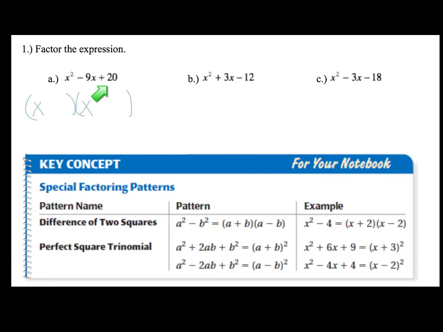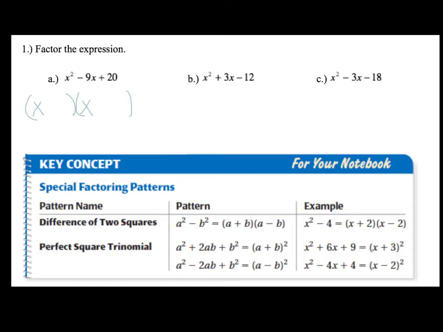Then I focus on the 20. I have to find two numbers that are going to multiply to 20 to place here as my last terms, since this is the product of the last terms. However, I also have to consider the middle term. Whatever I place here and here will be multiplied by the x's and has to add to come up with negative 9x. So when I consider the factors of 20, I know I have 1 and 20, 2 and 10, or 4 and 5. The only two that would add to give me 9 would be 4 and 5.